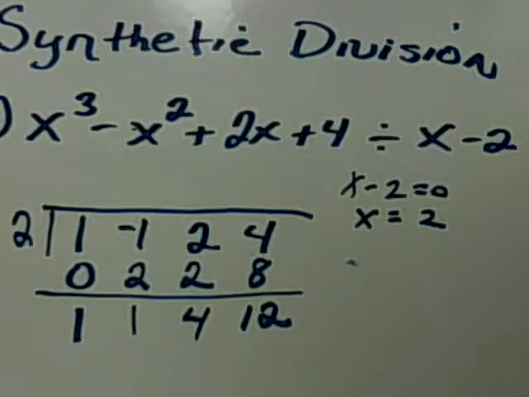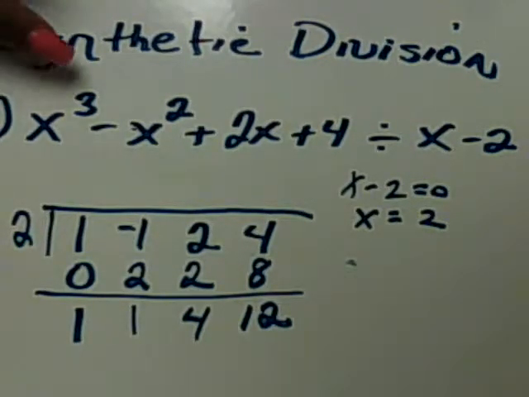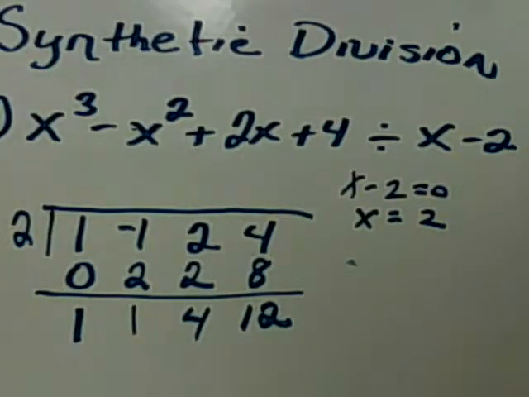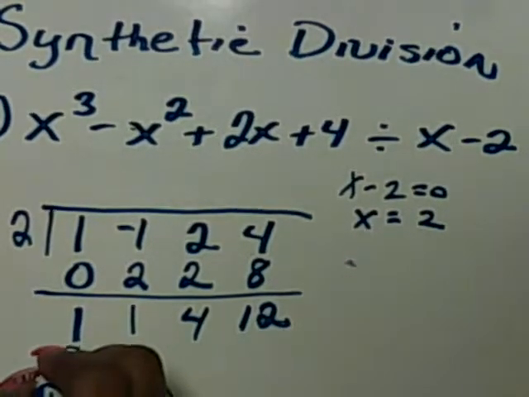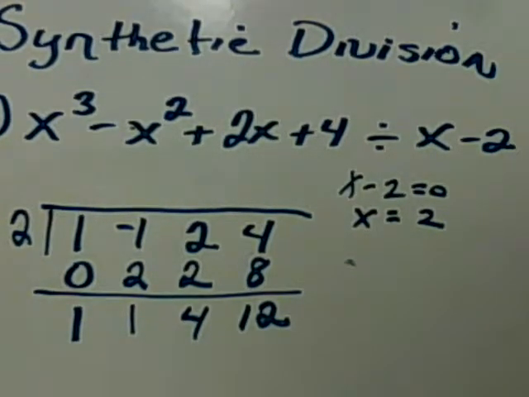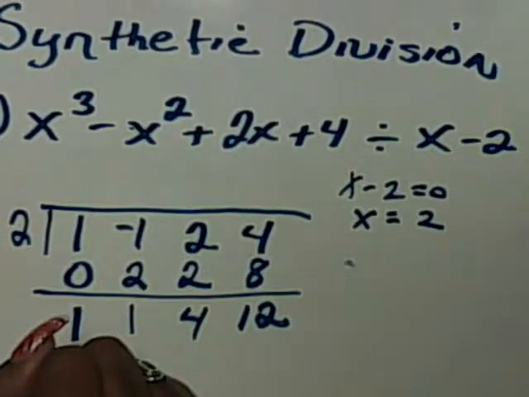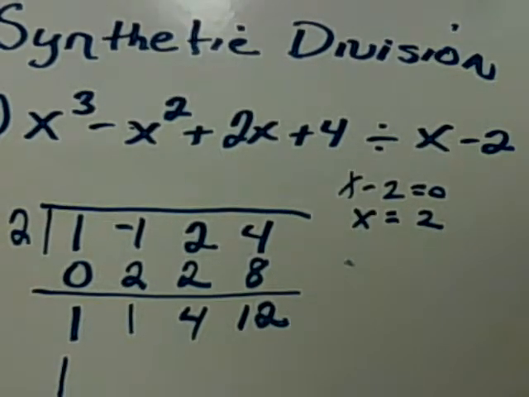So for my answer, I'm going to decrease this by 1 power, and use these numbers as my coefficients. So when I decrease x to the third, I'm going to start with x to the second, x squared, and that's going to be my coefficient. I'm going to put a color here to make it specific. I'm going to have 1 and then x squared.